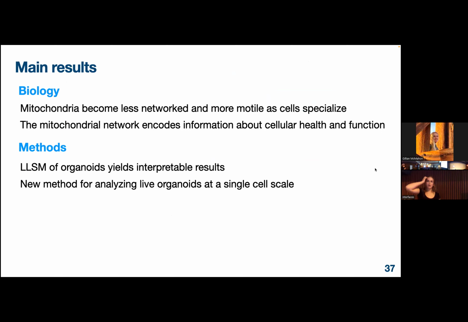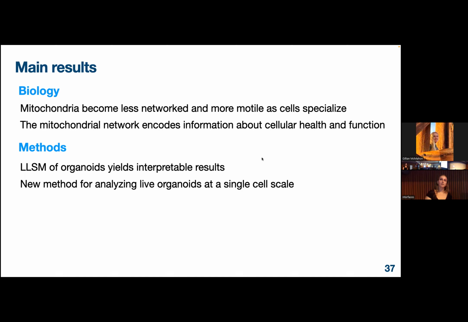So the main results from this project, I think they have two sides. On the biology side, we showed that the mitochondria become less networked, more motile as the cells specialize, which is opposite of what the field believes currently, showing the need for new technologies and really going back and characterizing what's happening in cell biology. And we see that the mitochondrial network encodes information about cellular health and function, shown through our ability to predict a cell type and a cell age based on the mitochondria.